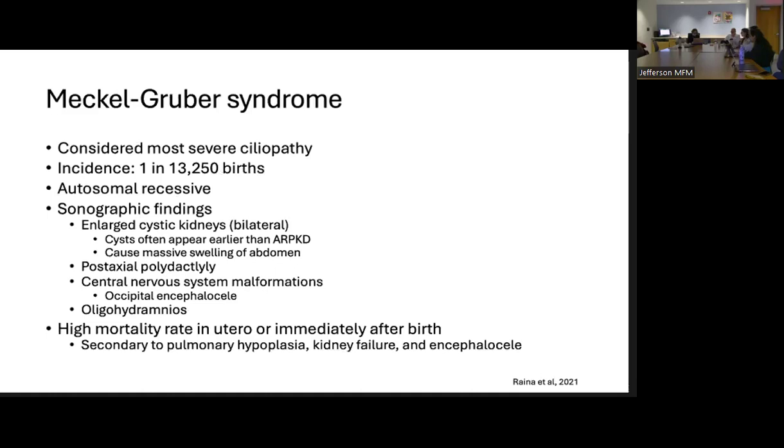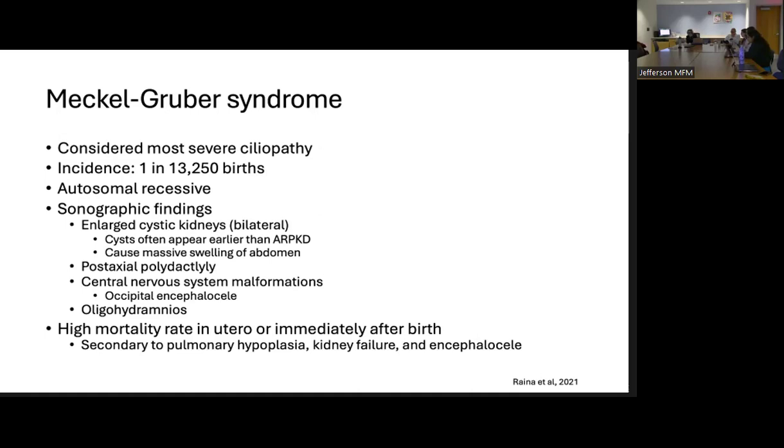And Meckel-Gruber syndrome, this is considered the most severe ciliopathy. The incidence is 1 in about 13,000 births, autosomal recessive. Your sonographic findings are enlarged cystic kidneys, usually bilaterally. The cysts often appear earlier than they do in autosomal recessive polycystic kidney disease. They cause massive swelling of the abdomen, similarly to autosomal recessive PKD. You're seeing polydactyly, post-axial, and central nervous system malformations, often an occipital encephalocele. So if you're seeing polydactyly, brain, and kidneys, you're thinking this.